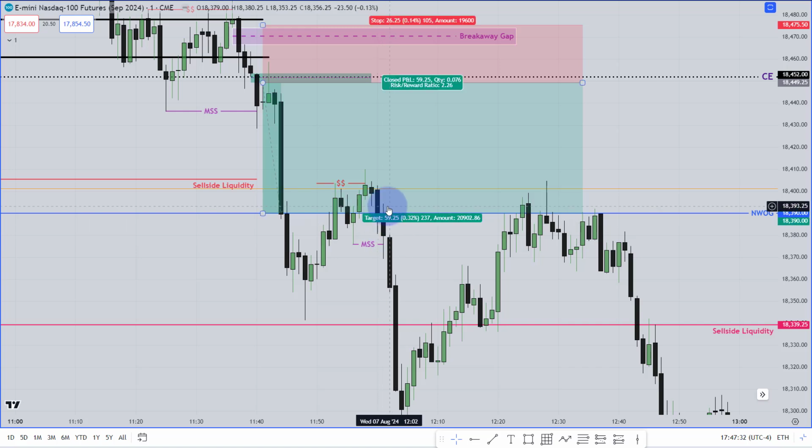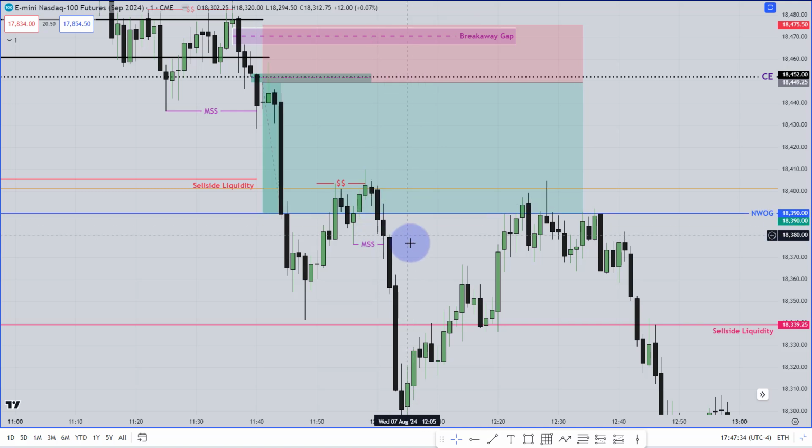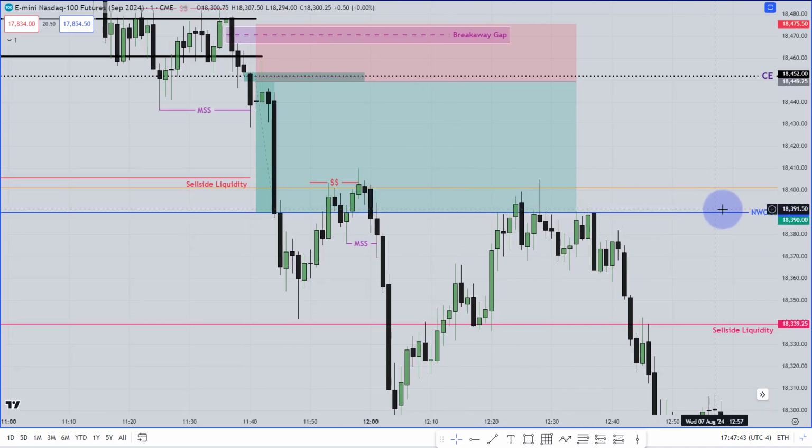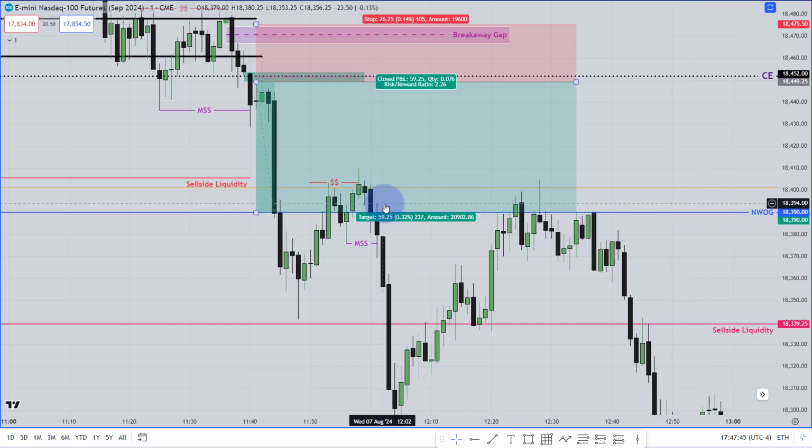If there is a fair value gap, just cover that fair value gap with your stop loss. If you don't have the fair value gap, then just simply put the stop loss anywhere you want. For example, over here you have this new week opening gap. See, just cover that new week opening gap high.